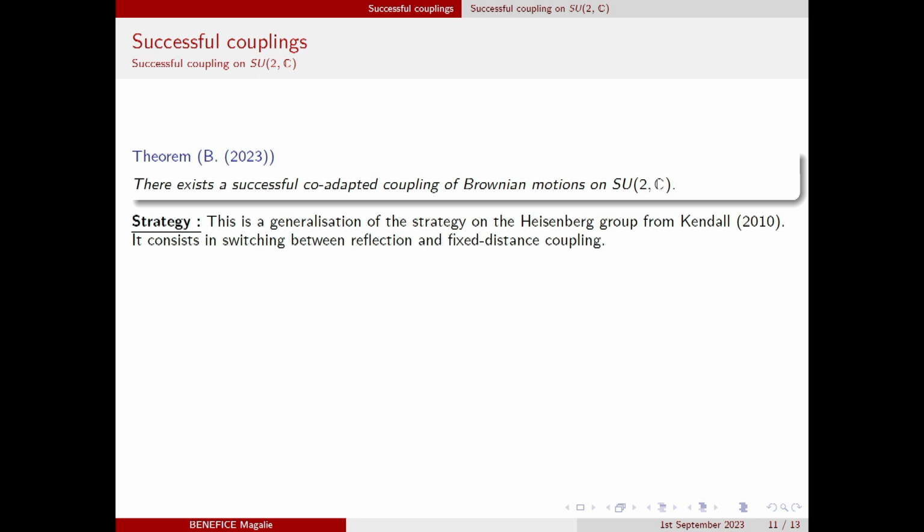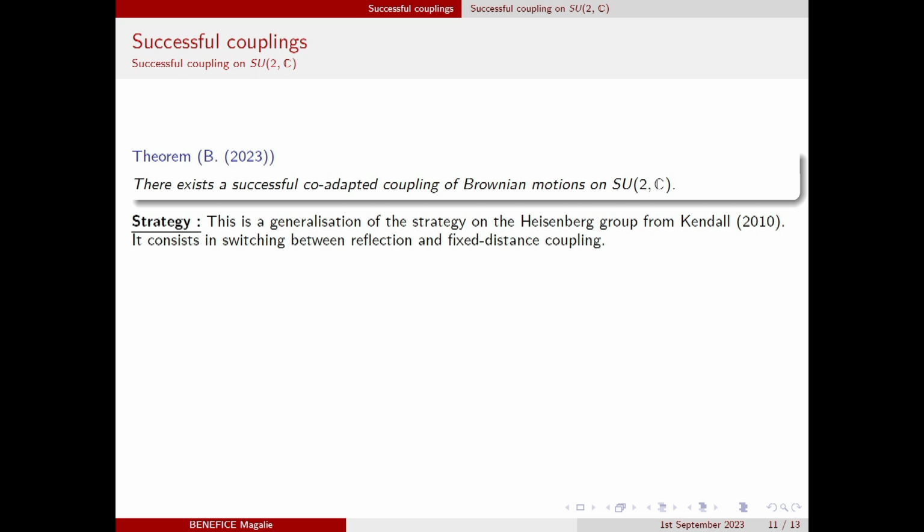So now, I go back to my successful coupling in SU(2). We will not have time, I think, to explain how we do that, but this is a generalization of the strategy on the Heisenberg group from Kendall. And I show that there exists a successful coupling of Brownian motion on SU(2), so two Brownian motions starting from a point and meeting at an almost surely finite time.